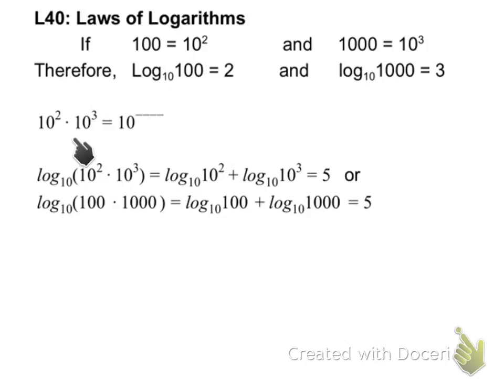Ten squared times 10 to the third power is equal to what? Using exponent rules, 10 squared times 10 to the third power is equal to 10 to the 2 plus 3, which is 10 to the 5th.